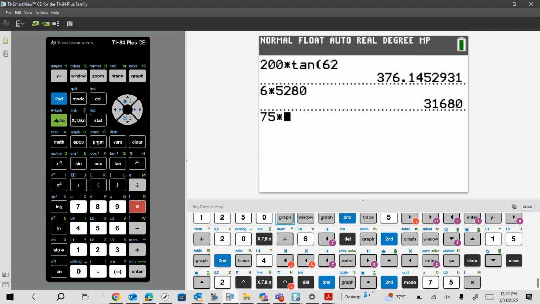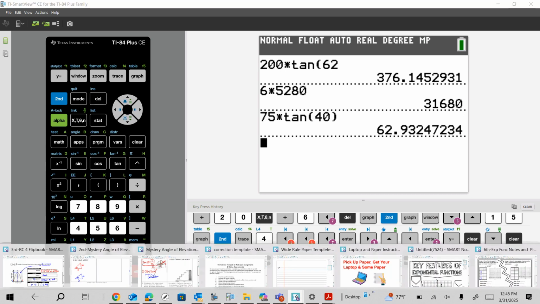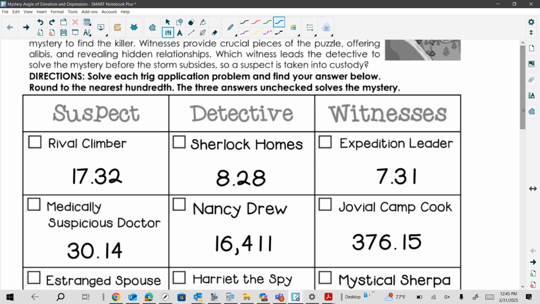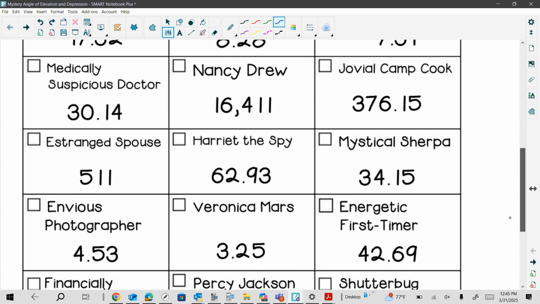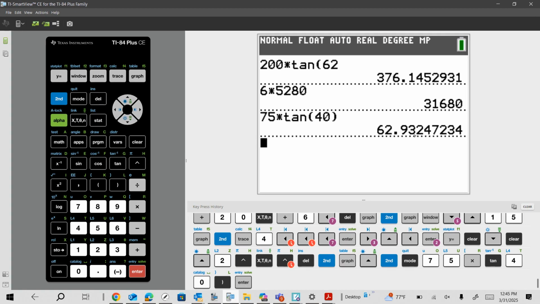75 times the tangent of 40. Here's our answer on the calculator. And then if I look in the packet and go back to the front page, do I see that answer anywhere? There you go, here at the spot. We're going to check that one off. 62.93. We're rounding to the second digit.